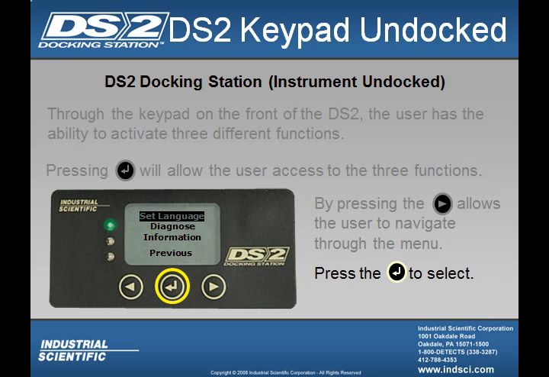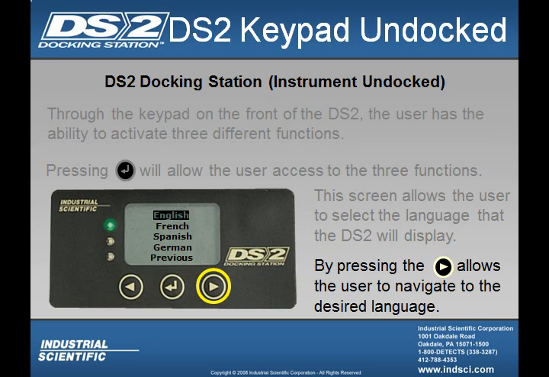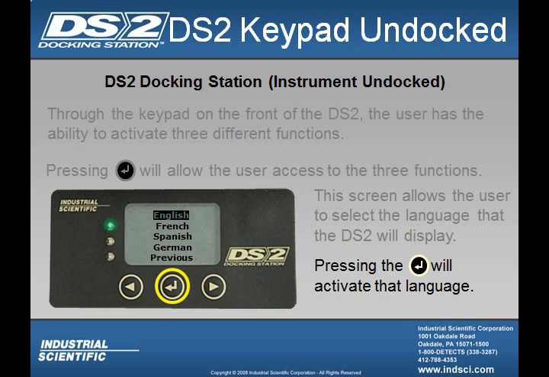But if I wish to select Set Language, all I have to do is press the Enter button. And then I'll have an option of 4 different languages I can choose from: English, French, Spanish, and German. If I use my right arrow, I can navigate through those 4 and choose any one of the 4 I wish. And once I've picked the language that I want the display of the DS2 to display in, I simply press the Enter button, and now the keypad on my DS2 will display the language selected.